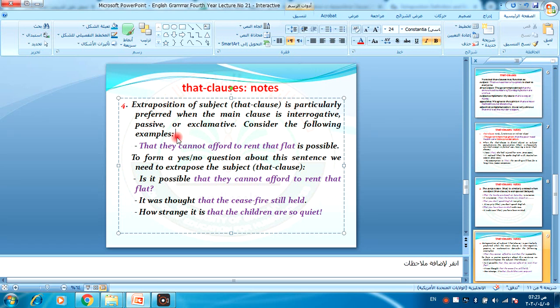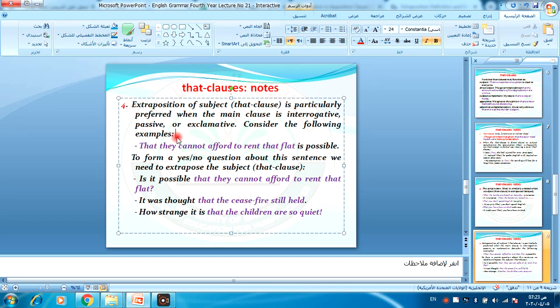Extraposition of a subject that clause is particularly preferred when the main clause is interrogative, passive, or exclamative. So consider the following example. It means that in these situations, the that clause is preferably to be extraposed, to be delayed, to be moved to the right. So consider the following sentence.